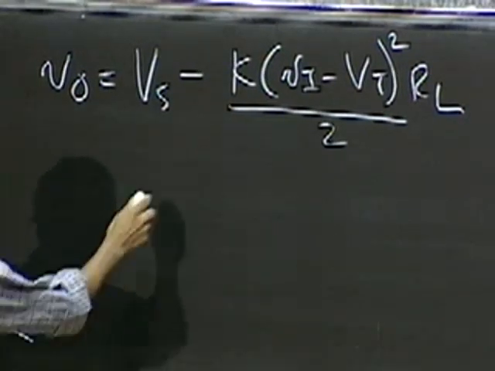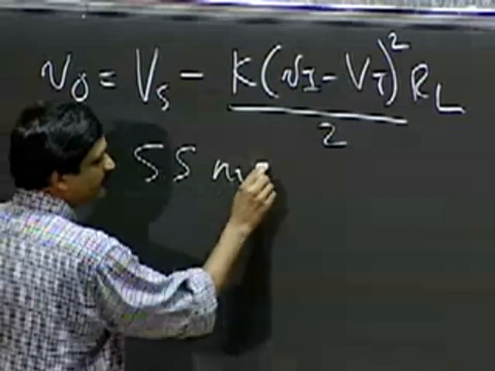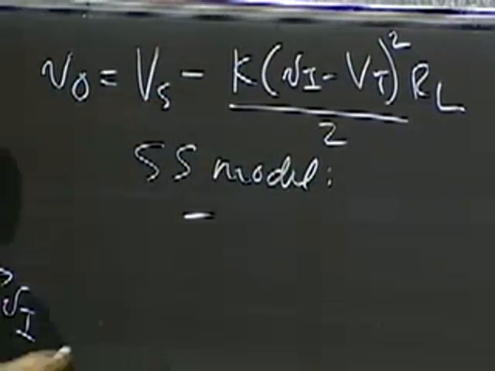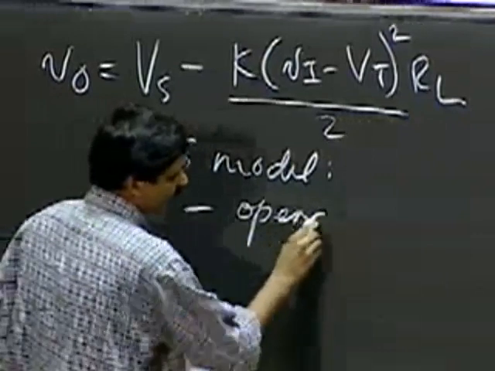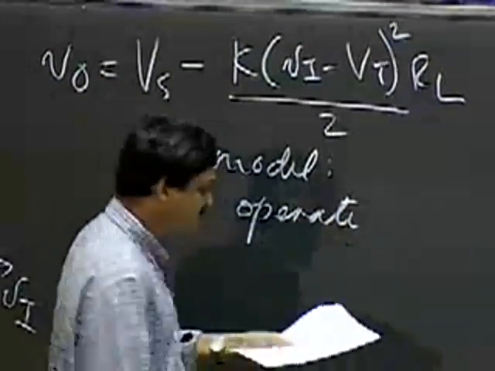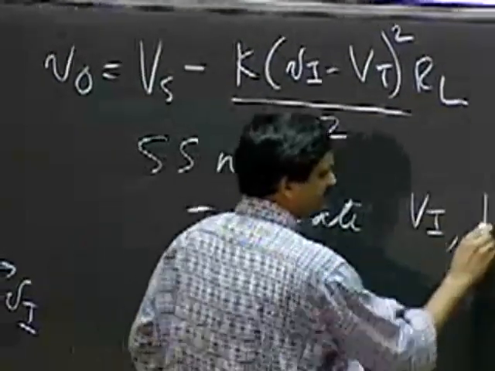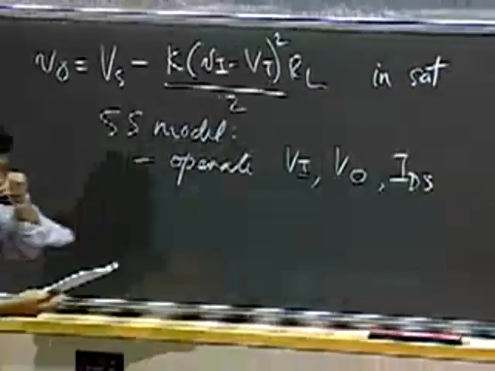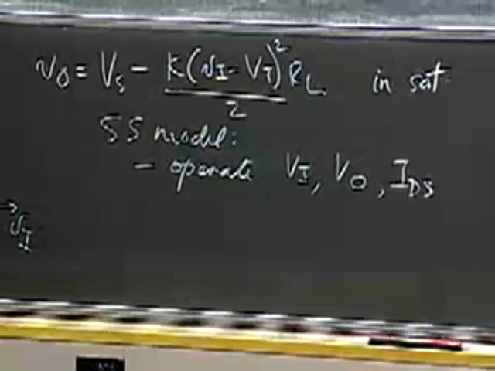Okay, so recall the small signal model. Okay, had the following steps. The first step was operate at some bias point, VI, V naught, and of course some corresponding point IDS. This is page 3.